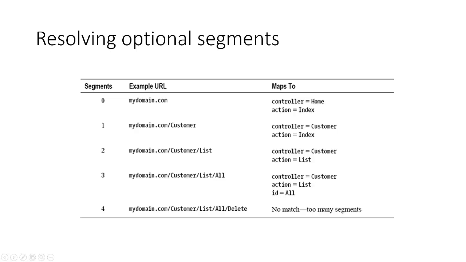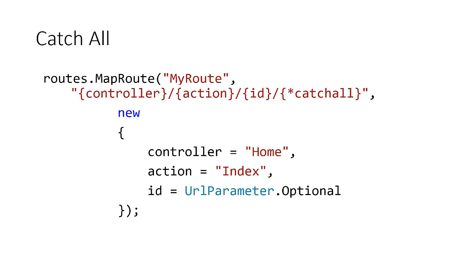So again, that idea of resolving optional segments, this is the same kind of table, but if you look at segment 3, it says mydomain.com/customer/list/all. Now that would resolve to the customer controller, action list, and the ID of all. If we did 4 segments of customer/list/all/delete, that would be an invalid route because there's too many segments.